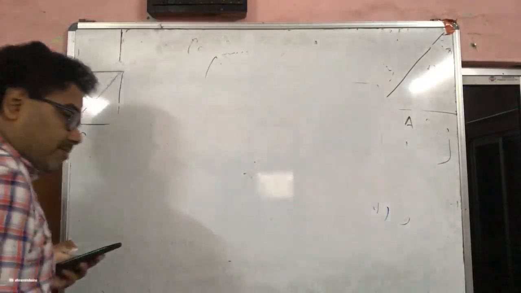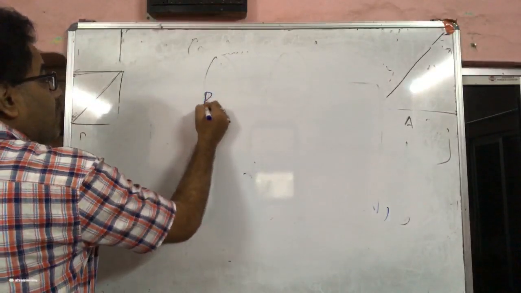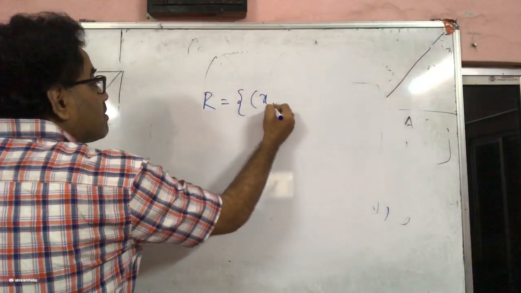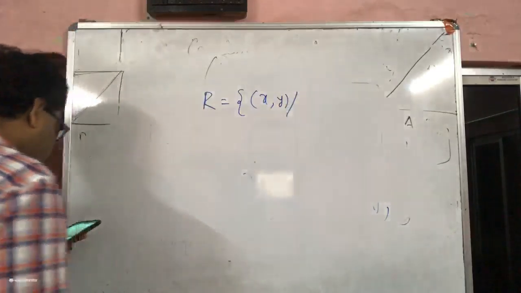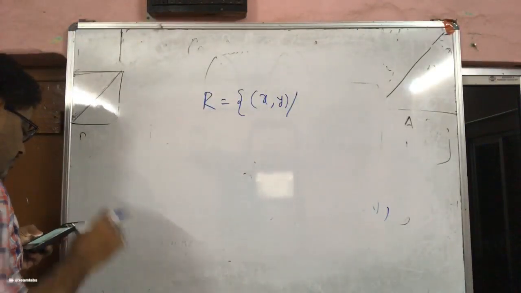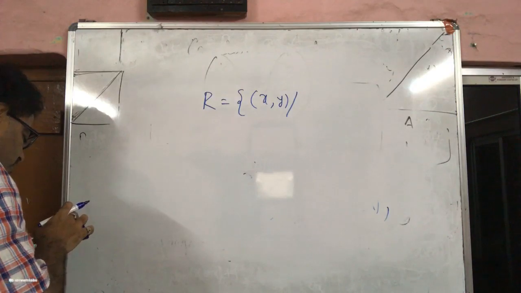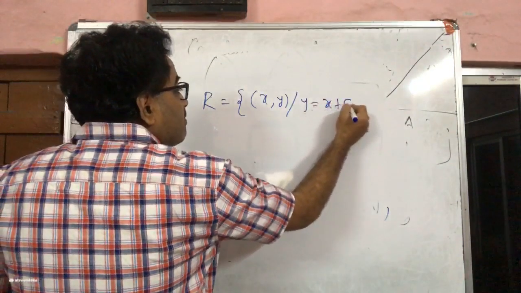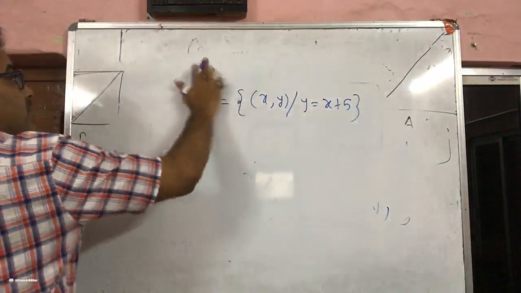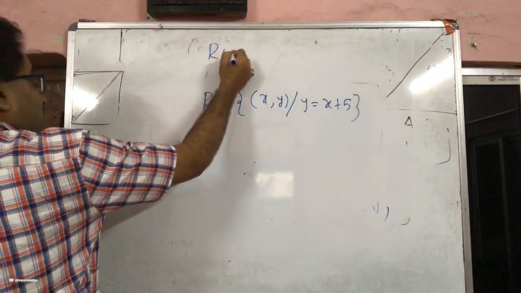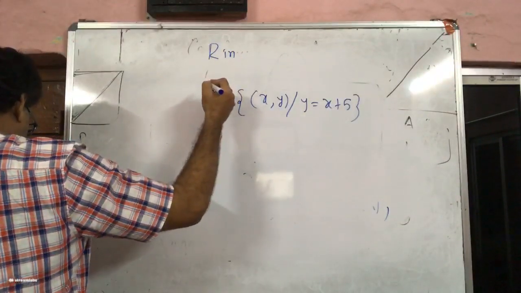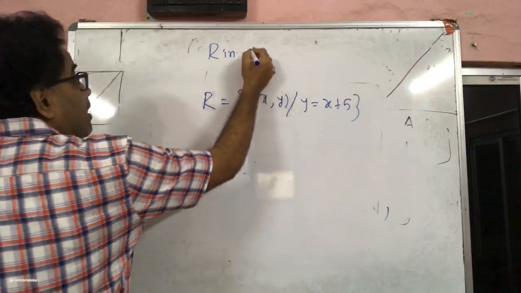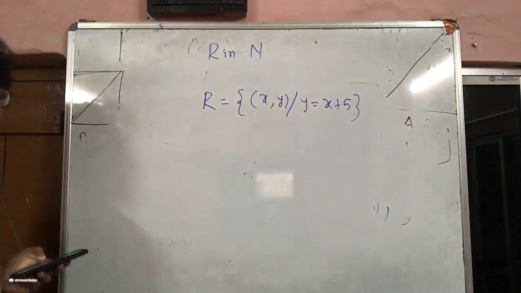So next, equal to x plus 5, are in n. Okay.